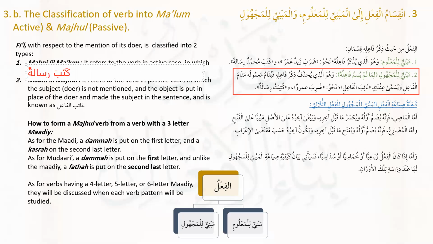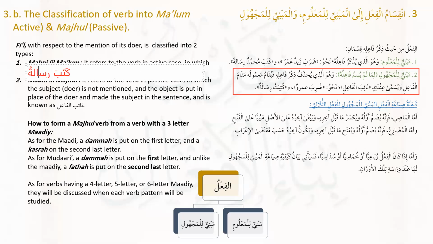Now what do they do? They say, okay, because we have omitted the fa'il and we are now out of marfu's, we must put something in place of the marfu'. So what do they do? They take the maf'ul bihi, which is risalatan, and they put it in place of Muhammad, which was here, right? They take it from here and they put it in place of Muhammad and make it marfu'.